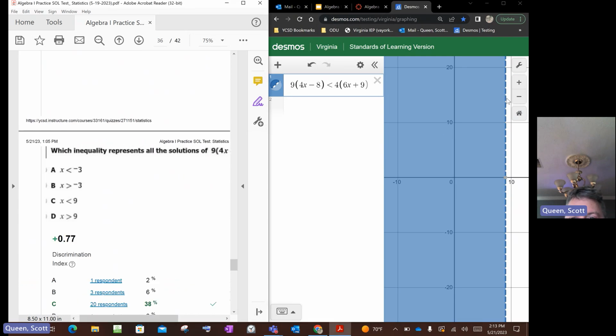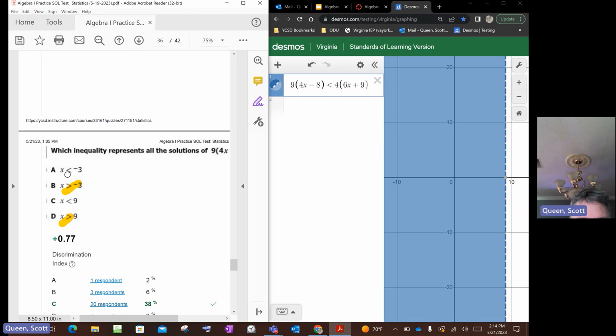Now there's a lot of ways I could read this. I could interpret the graph. I know that since it's going to the left, it's going to be less than. It's going to be less than, not less than or equal to, because of that dash. So just eliminating immediately, that says x is greater than, because the variable is on the left side, it's not going to be B. It's not going to be D. X is less than. X is less than.